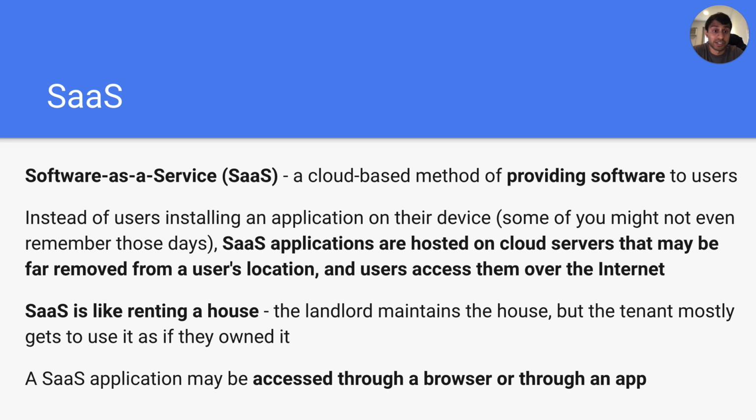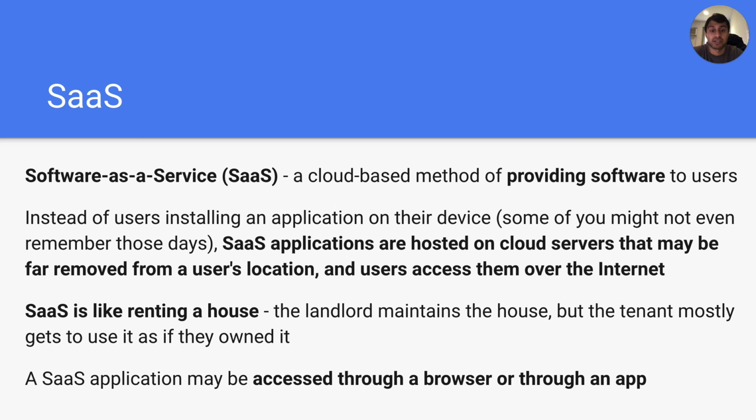We're going to start with the broadest category and work our way down, called SaaS, or Software as a Service. Software as a Service is a cloud-based method of providing software to users. Instead of users installing an application on their own physical machine through a CD or a flash drive, SaaS applications are hosted on cloud servers and users access that content over the internet. So we're going to use this analogy as we go through each category, so keep it in mind.